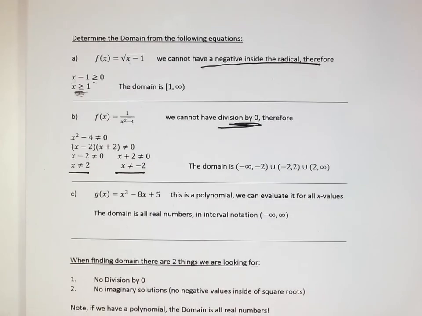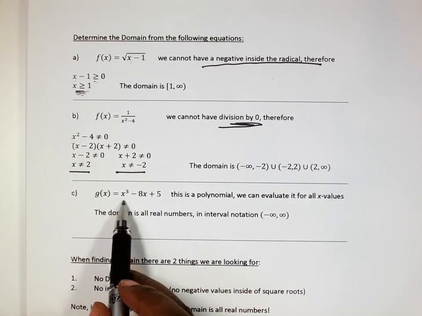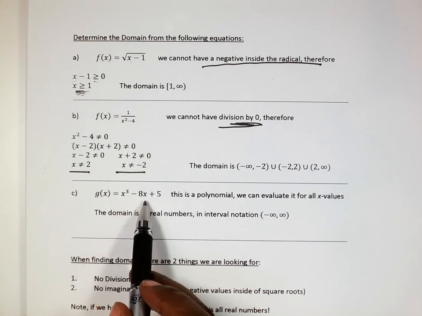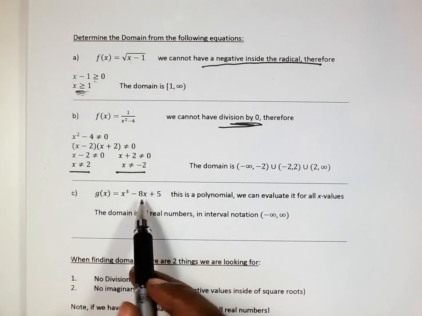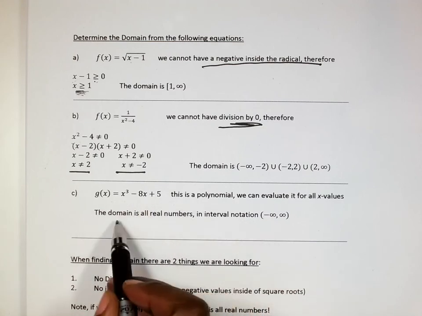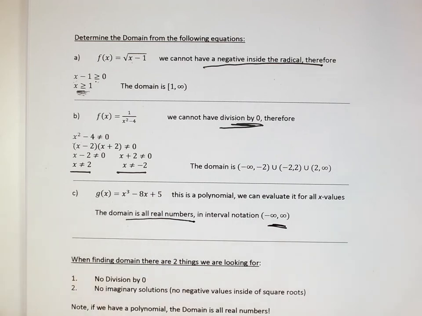Now part C, we have just a polynomial. G of x is x cubed minus 8x plus 5. I can plug in anything I want for x and evaluate it. So my domain for this is all real numbers. And again, in interval notation, it's from negative infinity to infinity.